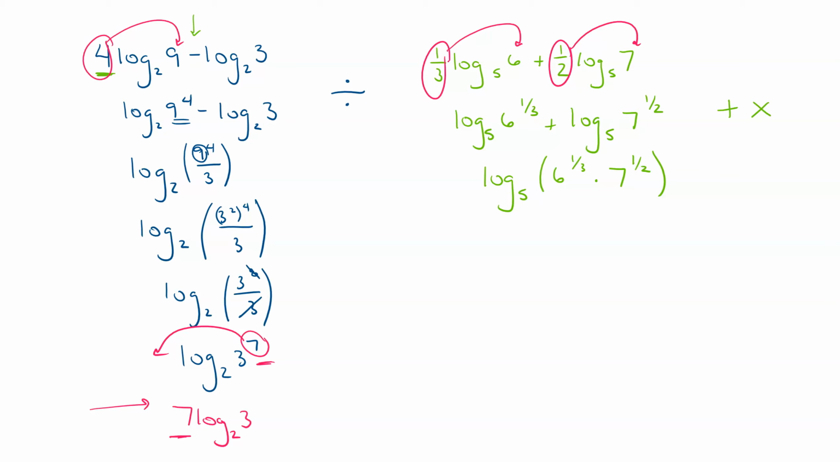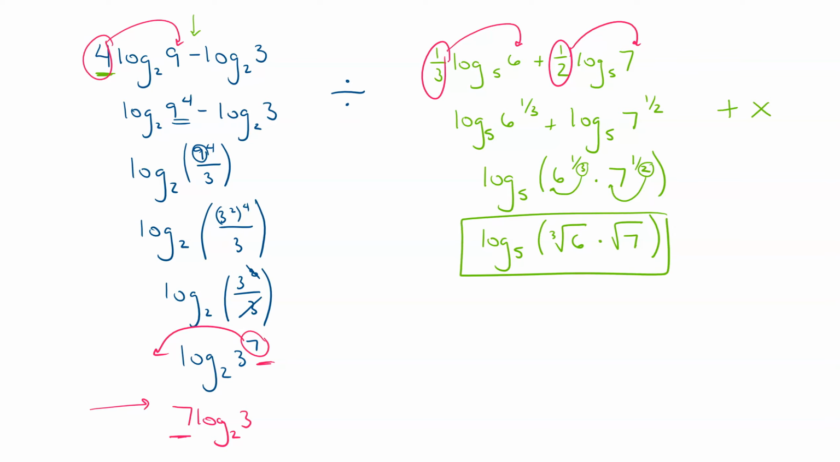But for this one, if they wanted to be tricky and say no exponents either, that's where we would then say that the final answer is log base 5, have the little monkey swing around and become the cube root of 6 times, little monkey swings around, the square root of 7. I can't combine those radicals, and my final answer would just be this right there.